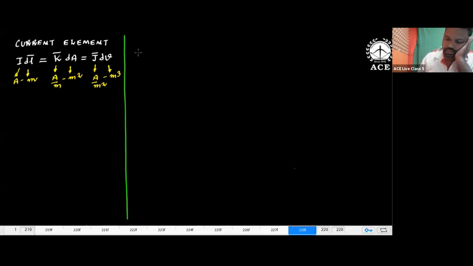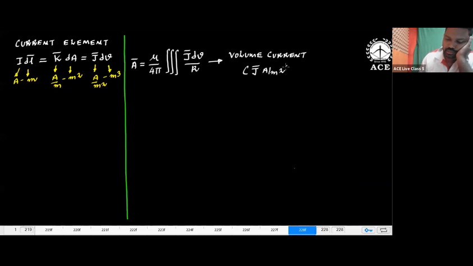Okay, fine. So what happens to the A? A is equal to mu by 4 pi, for the volume current, J dV by R. This is for what current, beta? Volume current. It is represented with the J. Units are ampere per meter square.